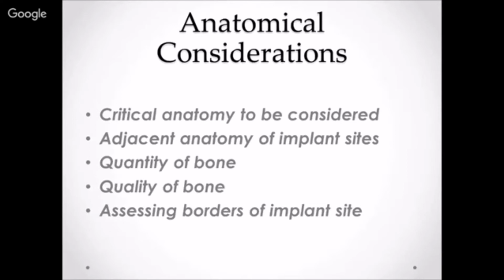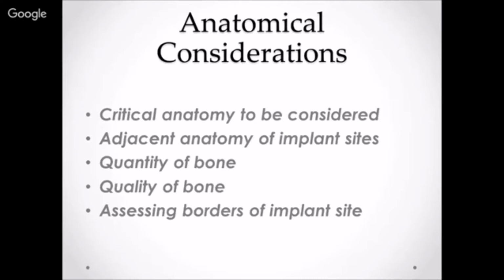Assessing the borders of the implant site is another critical factor, because once you identify the implant region, the borders have clear relevance because you do not want to go beyond them. You might want to stay limited to certain areas between the borders. Also, you do not want to violate the borders. So, these are a few important things to consider as you jump in and start planning for implants.